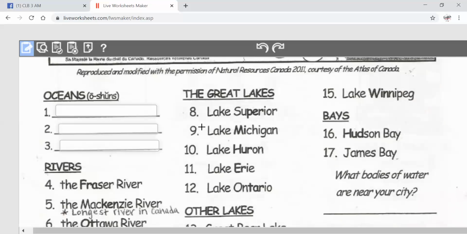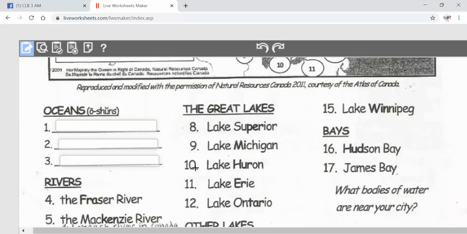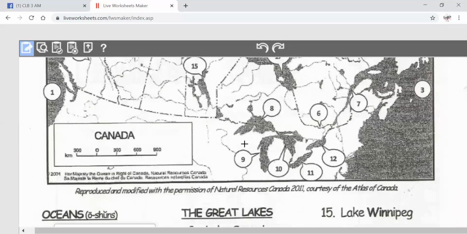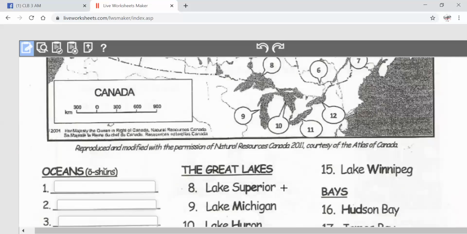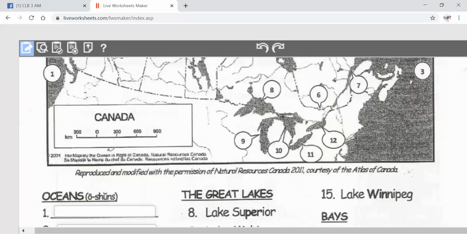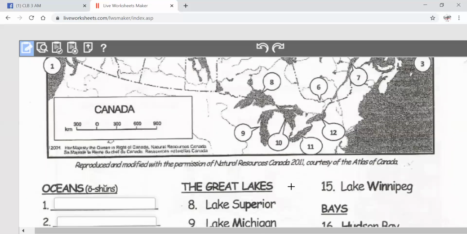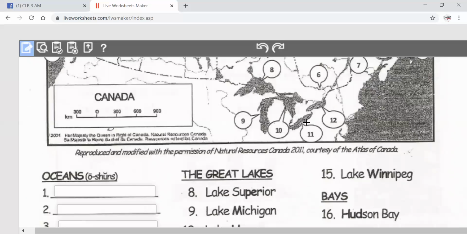What are their names? Lake Superior. Look at number 8. This is Lake Superior. Number 9, Lake Michigan over here. They're all in the same place. They're all here in one area. Lake Michigan. Number 10, Lake Huron over here. See, they're all one here, one here, one here. And we have Lake Erie. Do you know Lake Erie? This is number 11 over here.